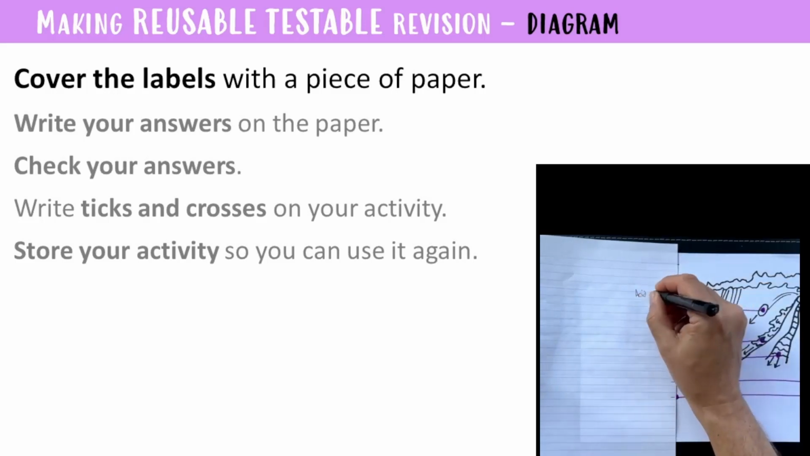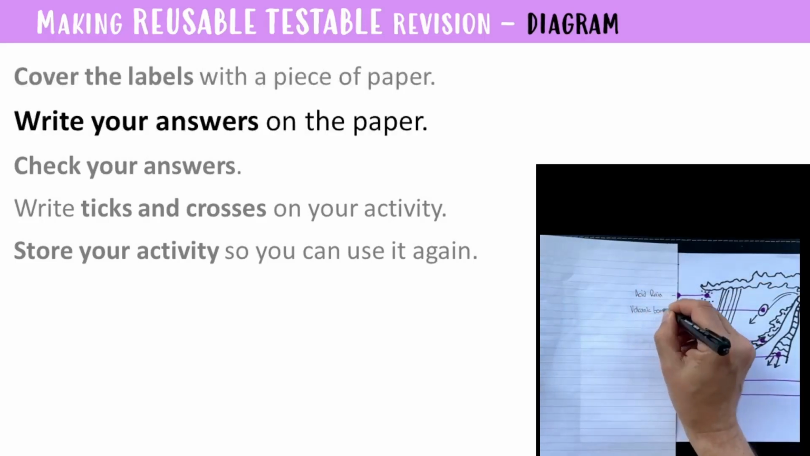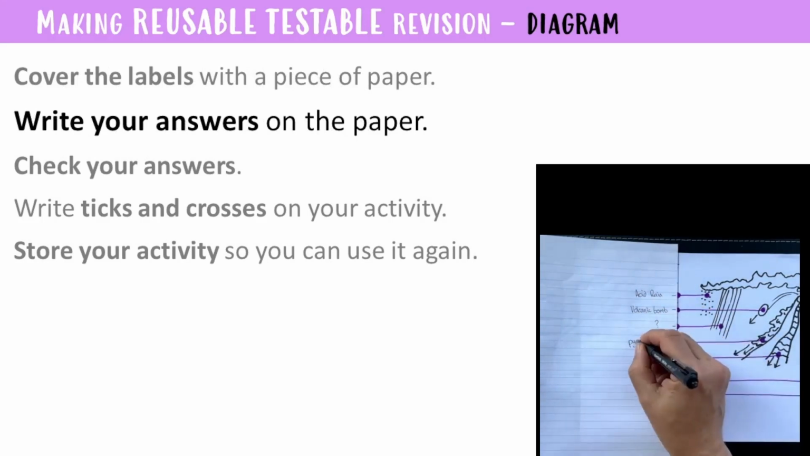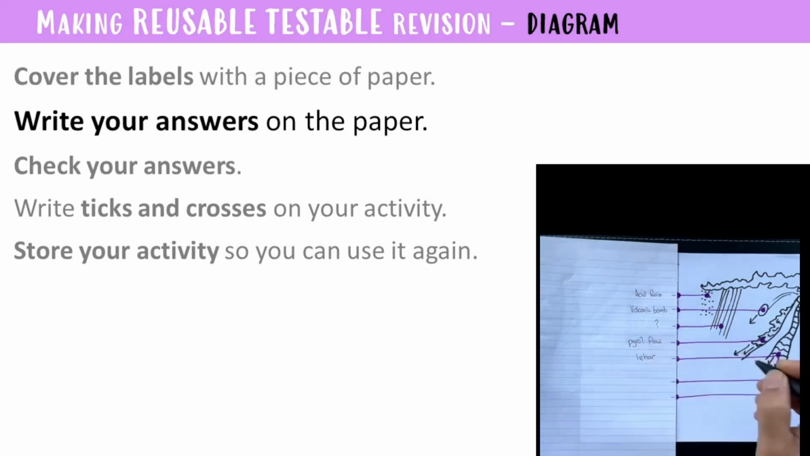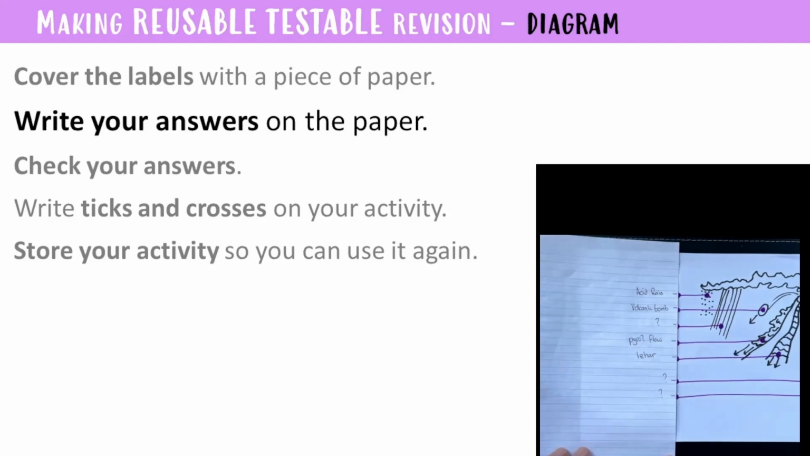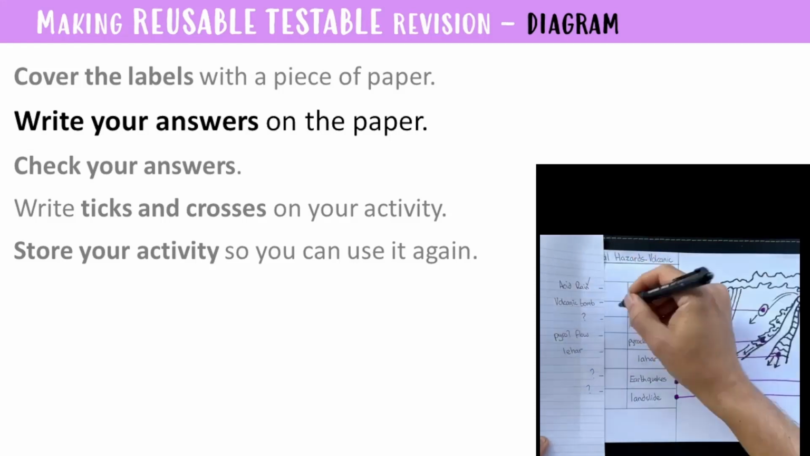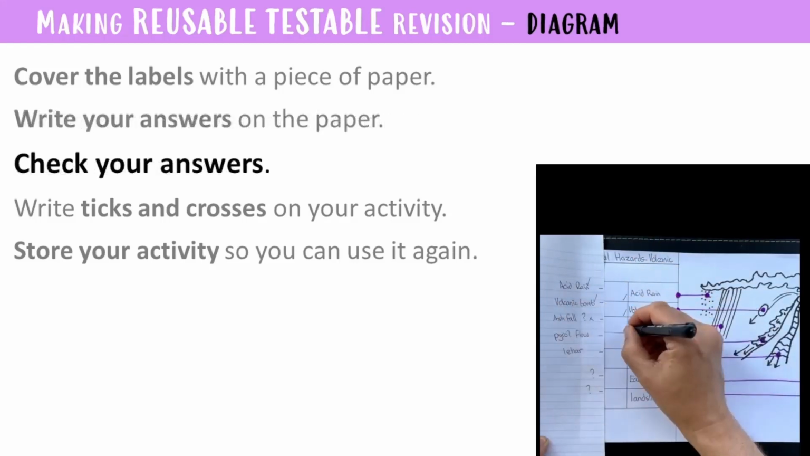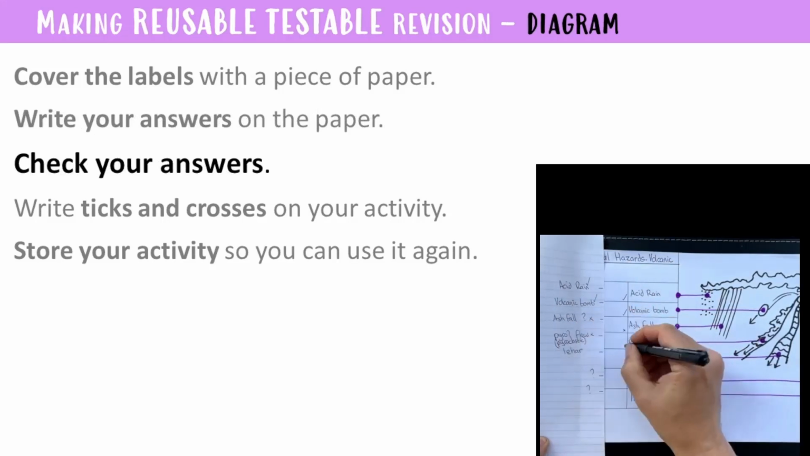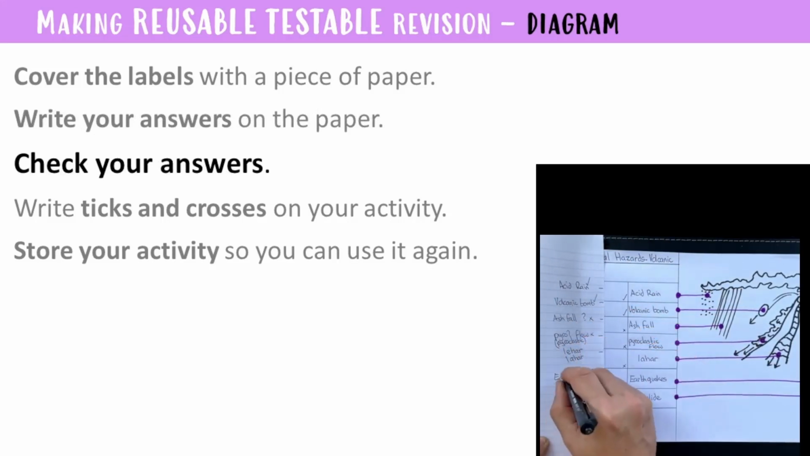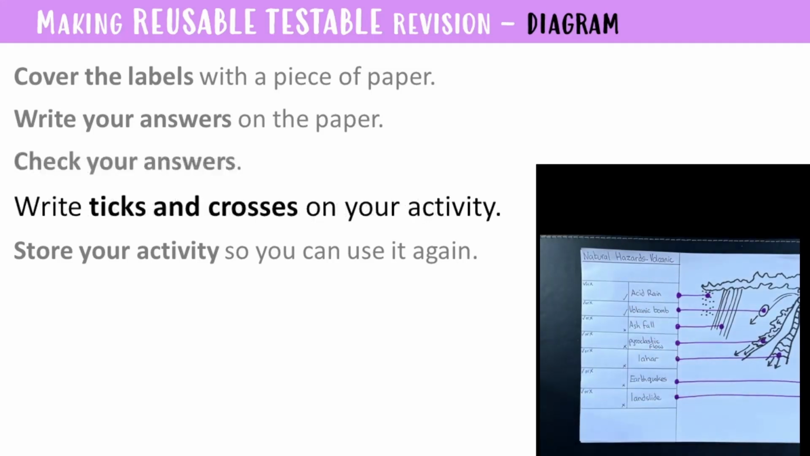So we cover it up and write your answers on the paper. Once you've finished writing your answers, get those down as much as possible. Some you know, some you don't. You need to then check those answers. Put in ticks and crosses, but not just on that piece of paper you just used, but on your actual activity that you've made, because that one's the one that you're going to be keeping.